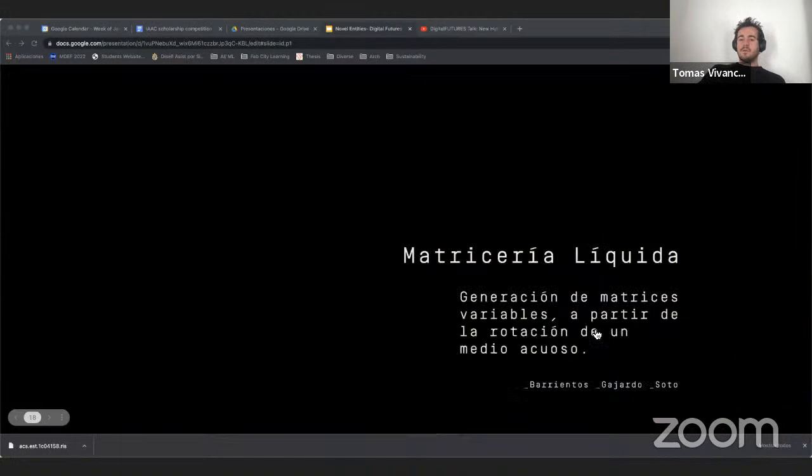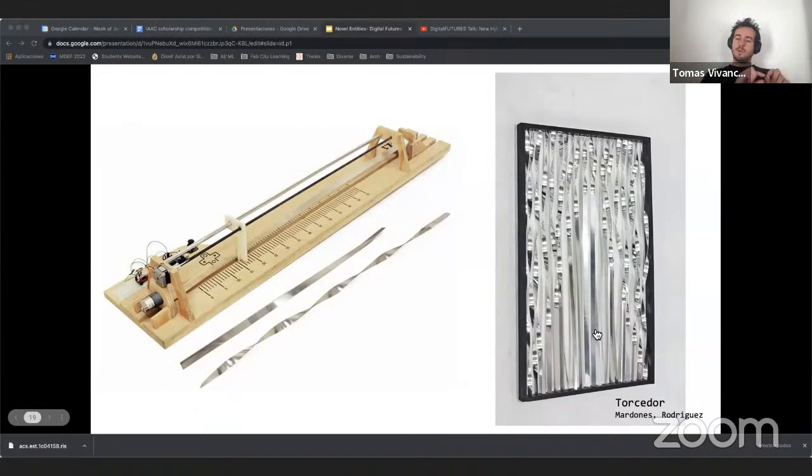Another project developed by students were machines that can torsion some small filaments of metal. In this case, the machine was interacting with the light of the environment of the specific room. And then depending on the mode of light, the machine was twisting these pieces of metal in order to generate a whole facade system.